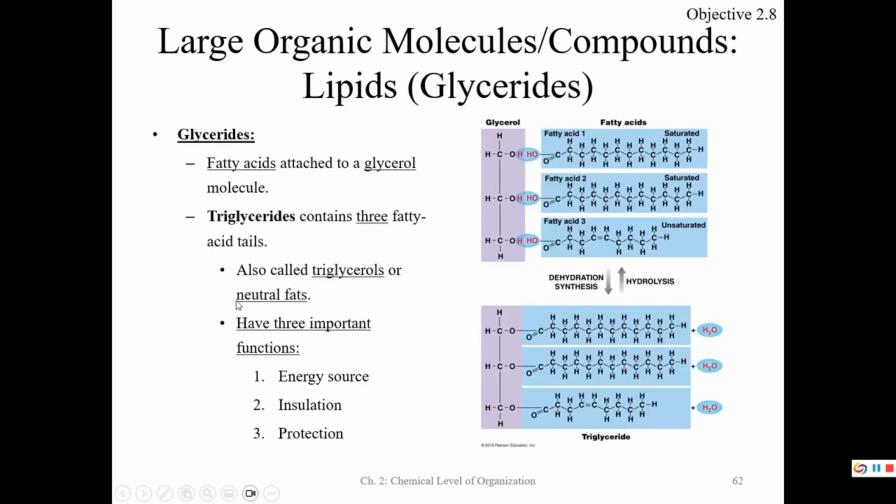Now, glycerides, these are attached to a glycerol. So we have a glycerol molecule with fatty acids. Triglycerides have 3 such fatty acids. Diglycerides have 2, monoglycerides have 1. They are important energy sources. They act as insulation and protection. We call them triglycerols or neutral fats as well.